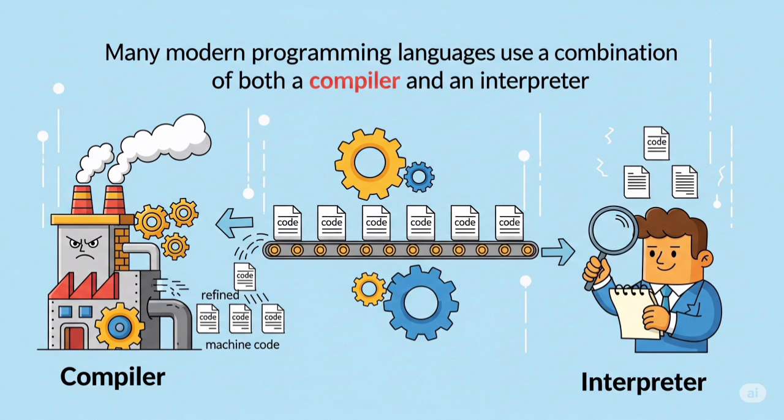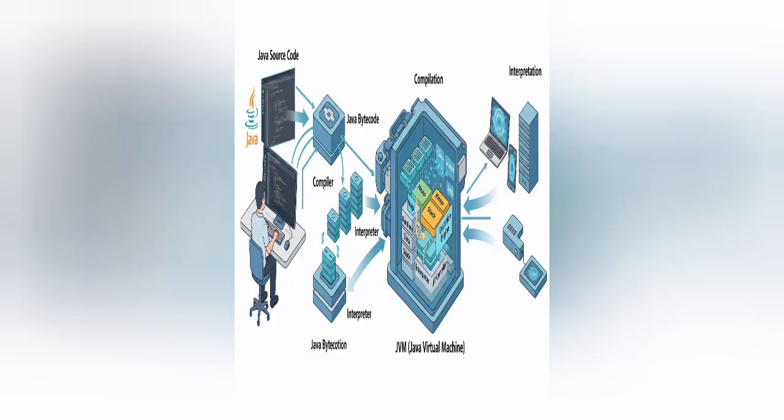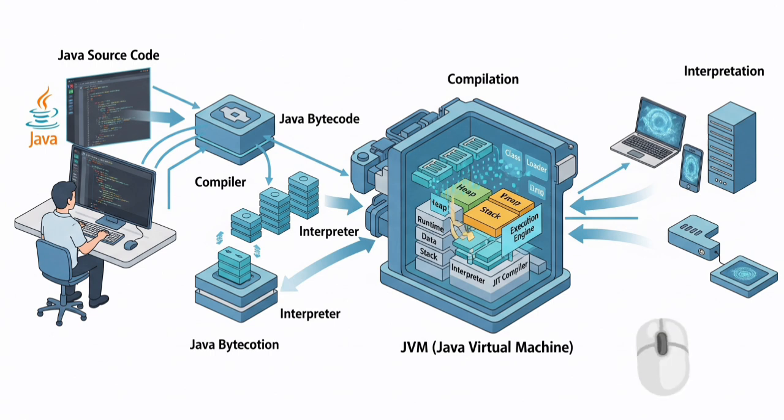Hybrid systems. Many modern programming languages use a combination of both a compiler and an interpreter. For example, Java compiles source code into an intermediate form called bytecode, which is then interpreted by the Java Virtual Machine (JVM). This approach offers some of the speed benefits of compilation while maintaining the portability of interpretation.